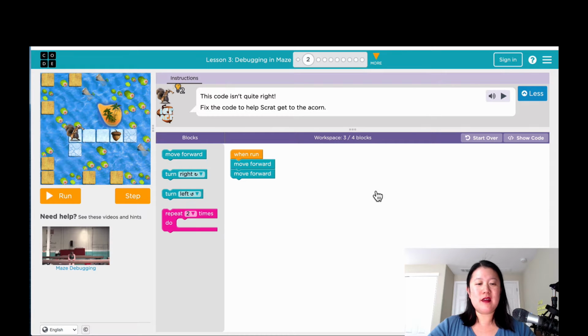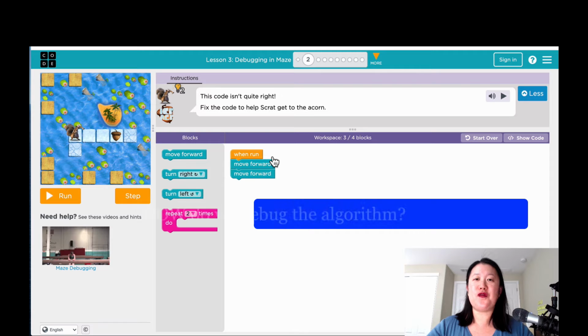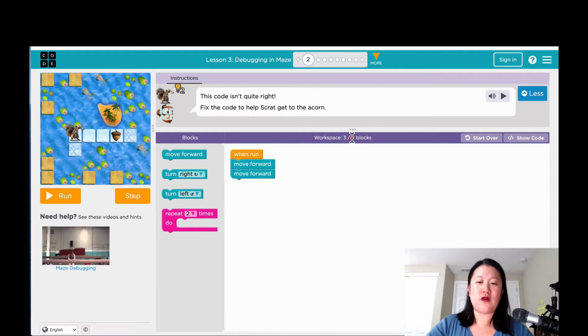And notice in the next lessons, you're going to see blocks already laid out for you. And we're going to have to figure out how to debug, right? How to fix it to make it work. So let's take a look here. We know we can use 4 blocks, right? But we only have 3. So it says right here, this code isn't quite right. Fix the code to get Scrat to the acorn.